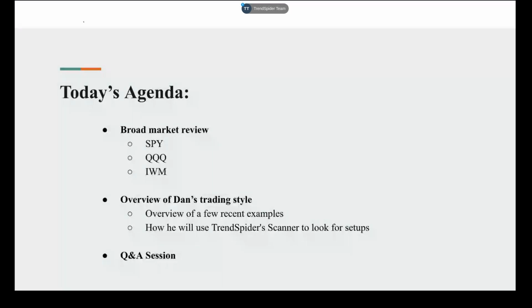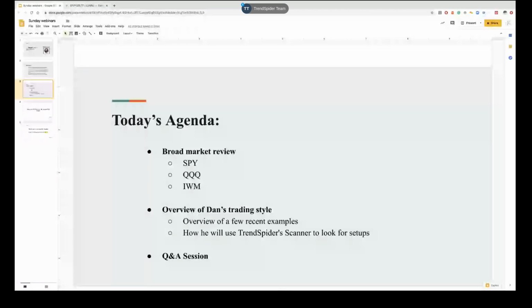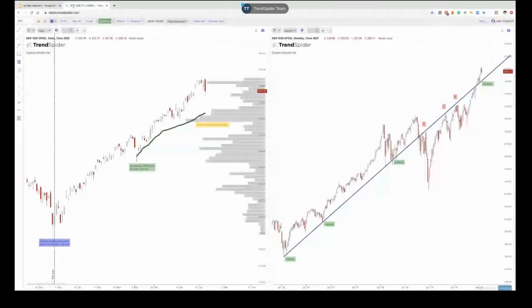Right away, let's get into the broad markets. Going to start off with SPY, which is simply just the S&P 500 ETF. And so we've got a few main things to look at here. Some of the main things that I have on the left-hand side, which is the daily chart, is the volume profile or the volume by price anchored from the October 3rd low.